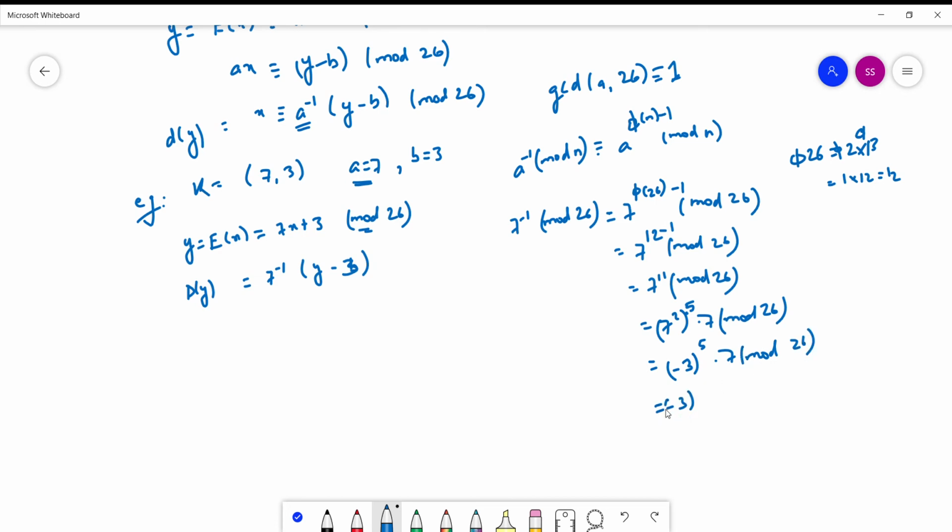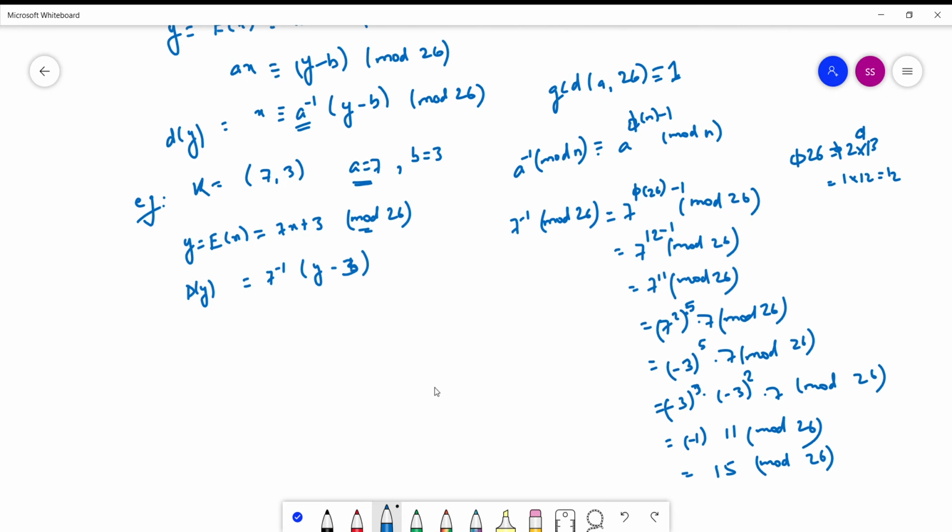So minus 3 to the power 3 into minus 3 to the power 2. This is 3 into 7 mod 26. So minus 27 mod 26 is minus 1. This is 9. 9 into 7 is 63. 63 minus 52 is 11. So finally I am getting minus 11, which is equal to 15 mod 26.